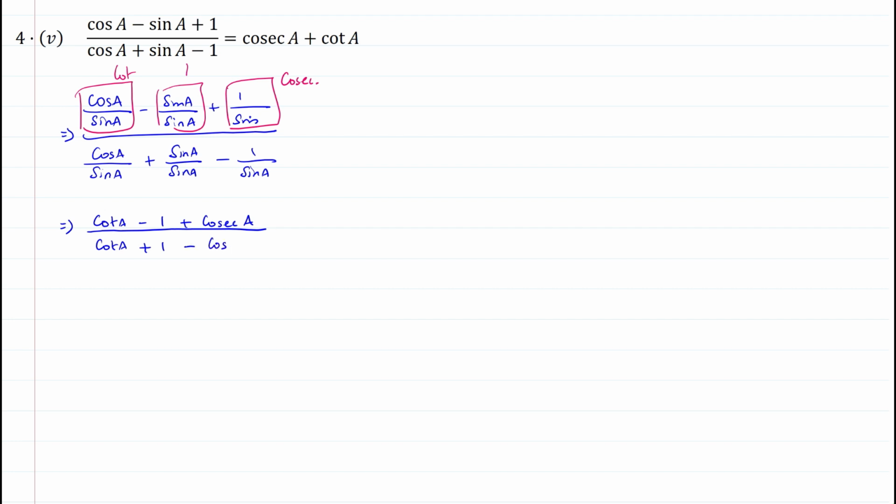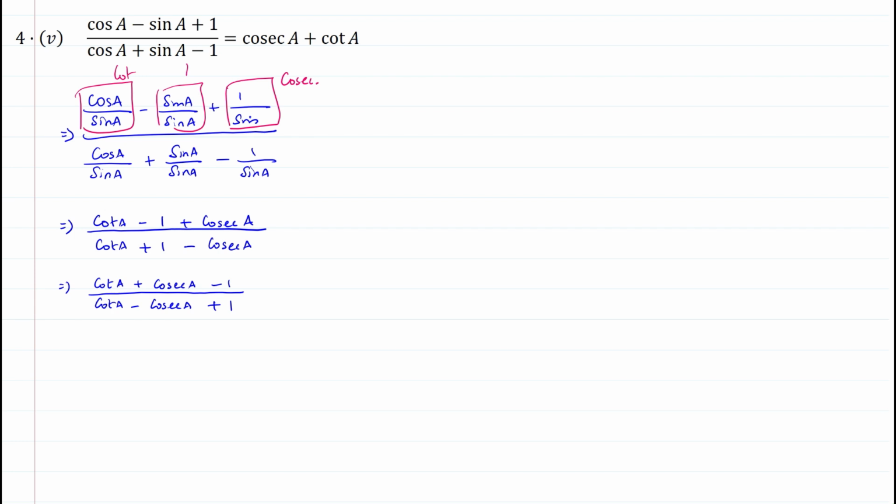minus cosecant A. Now, we will write this one as per this, so that they are together like this. Therefore, the next step will be cot A plus cosecant A minus 1 divided by cot A minus cosecant A plus 1.